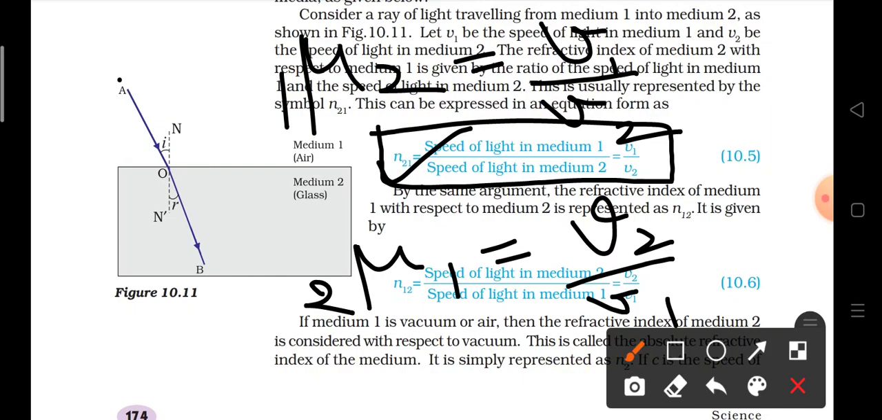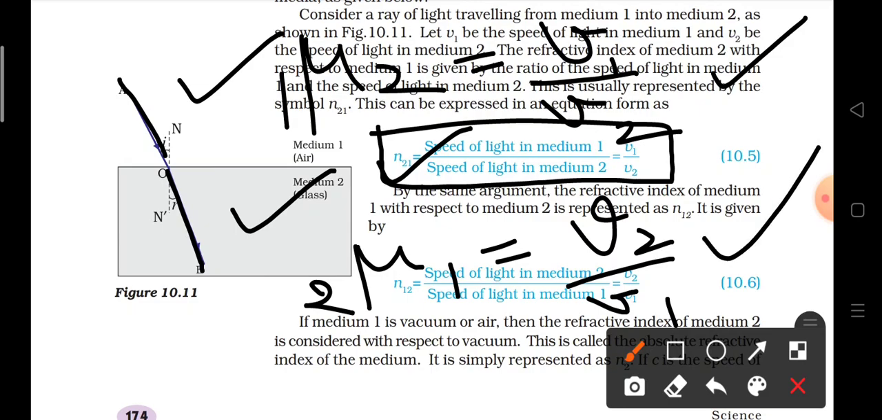So the light is entering from medium 1 to medium 2, clear? Then the refractive index of medium 2 will be written in this way, and the refractive index of medium 1 will be written in this way. Here the speed of light is v1 and here the speed of light is v2. Is it clear to everyone? Good.